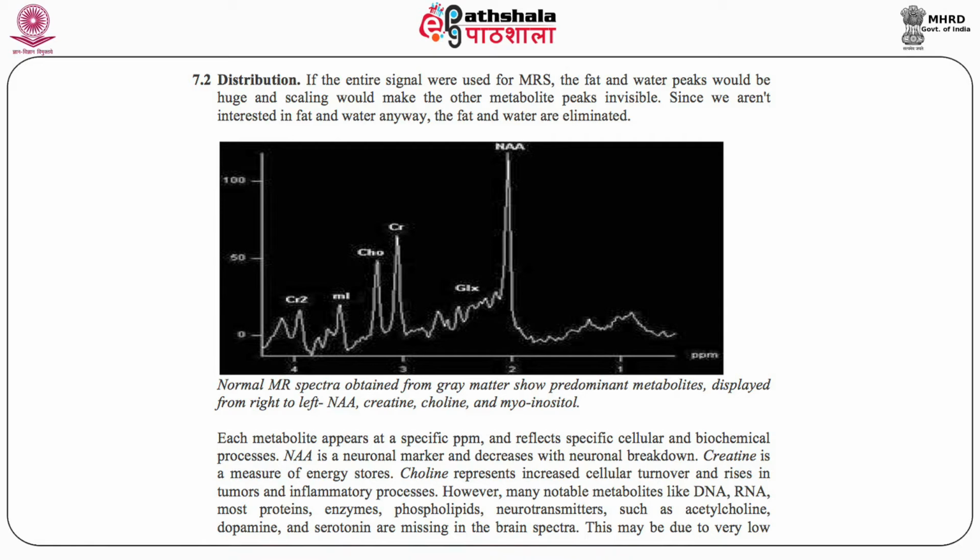However, many notable metabolites like DNA, RNA, most proteins, enzymes, phospholipids, and neurotransmitters such as acetylcholine, dopamine and serotonin are missing in the brain spectra. This may be due to very low concentrations undetectable to present day techniques.